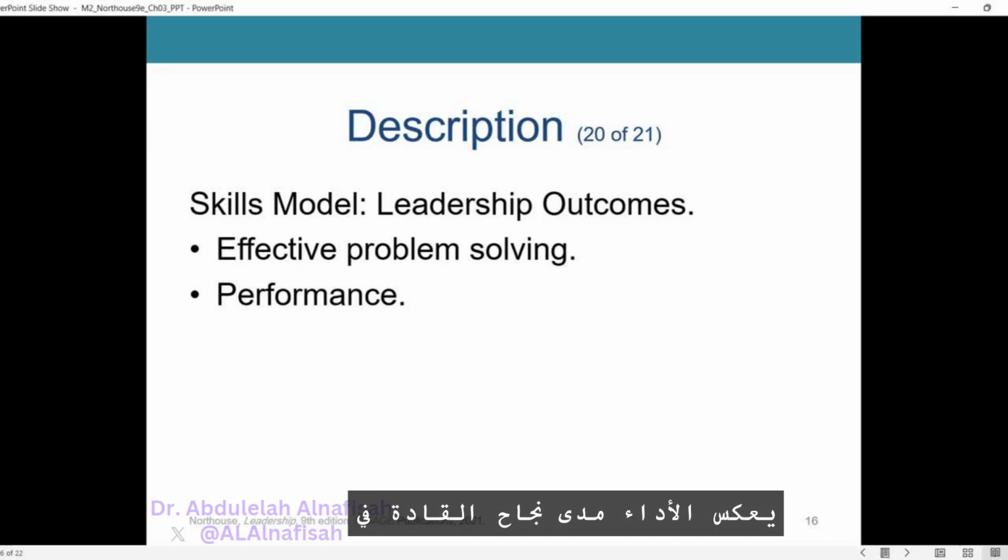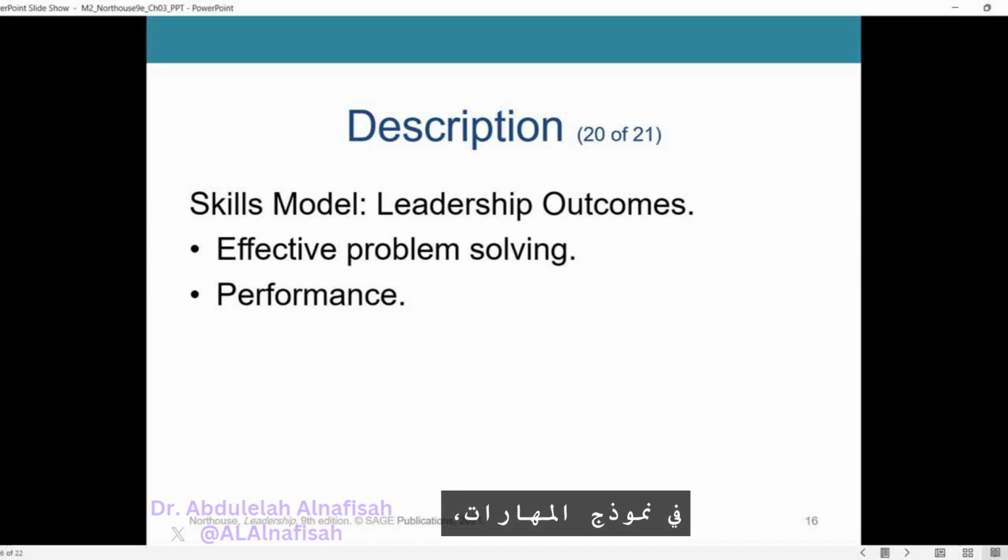Performance reflects how well leaders execute their responsibilities, with external criteria used to measure success. Leaders who perform well receive positive evaluations, merit raises, and recognition from both superiors and followers. Ultimately, performance is the measure of how successfully a leader carries out their duties. Together, effective problem-solving and performance serve as the key indicators of leadership effectiveness in the skills model. Strong problem-solving abilities directly contribute to better performance, highlighting the connection between these two outcomes.